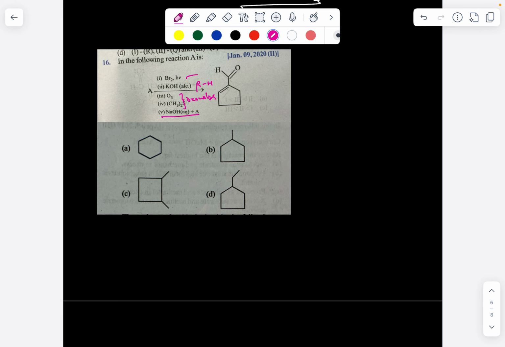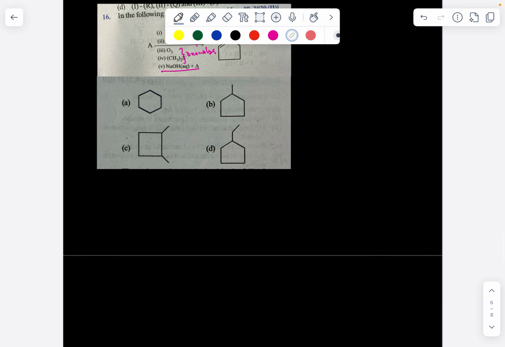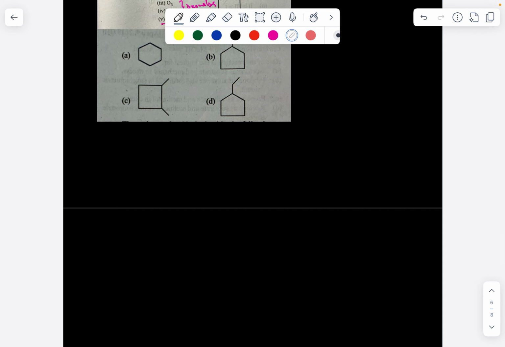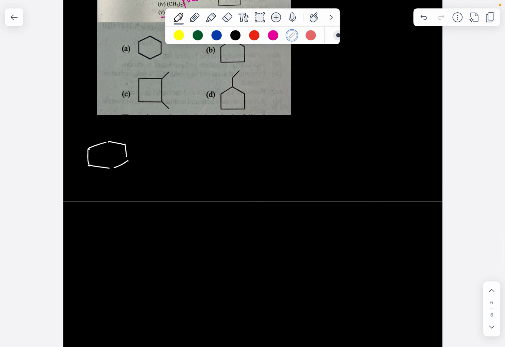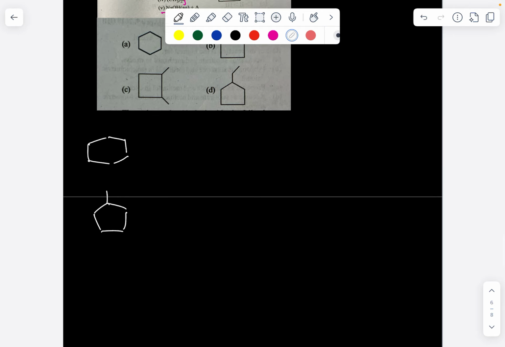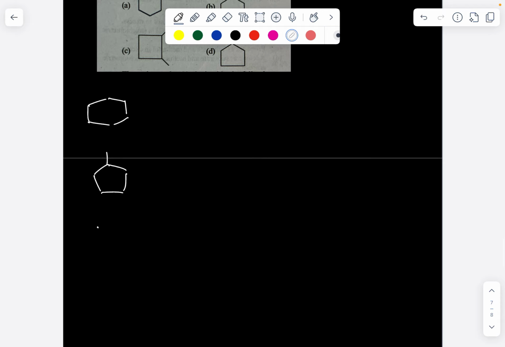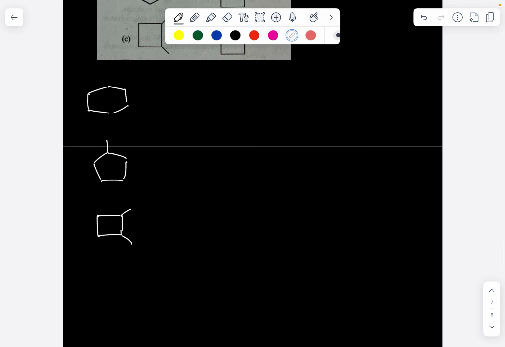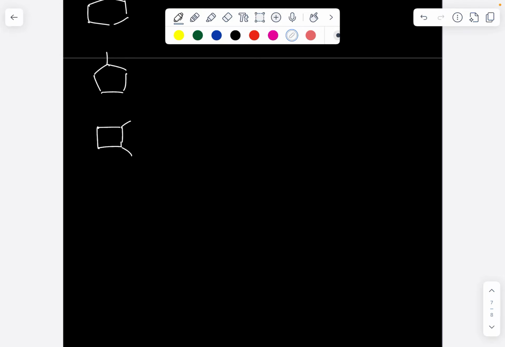First of all, we need to write all the options. Option A, I have cyclohexane. Option B, I have 1-methylcyclopentane. Option C, I have 1,2-dimethylcyclobutane. And option D, I have 1-ethylcyclopentane.